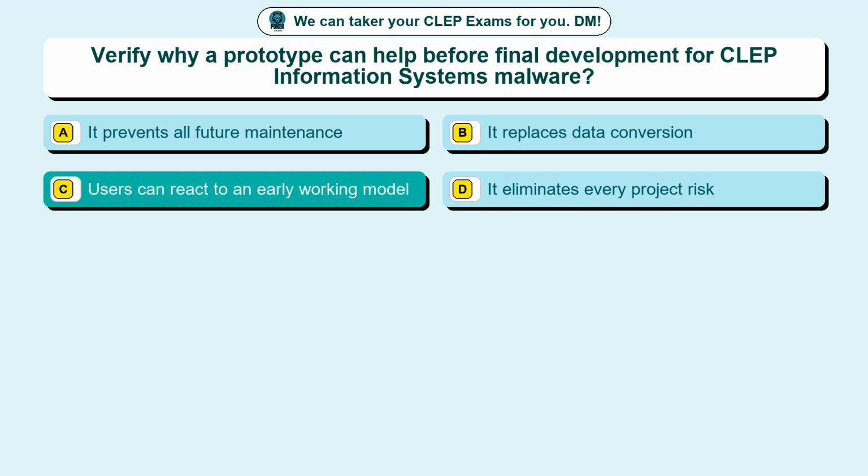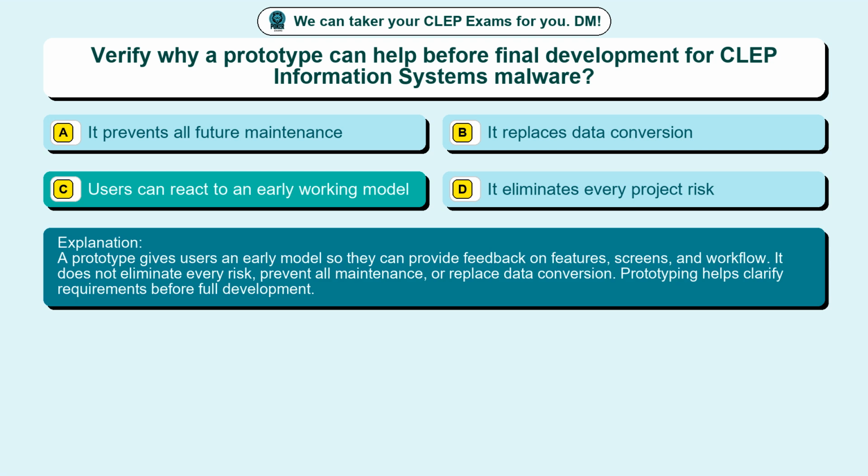Users can react to an early working model. A prototype gives users an early model so they can provide feedback on features, screens, and workflow. It does not eliminate every risk, prevent all maintenance, or replace data conversion. Prototyping helps clarify requirements before full development.